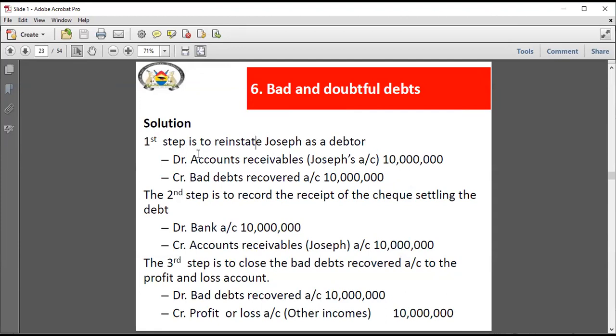We shall go ahead to debit our accounts receivable, which is Joseph's account. This is reinstating with the 10 million. And we shall credit our bad debts recovered account with 10 million.